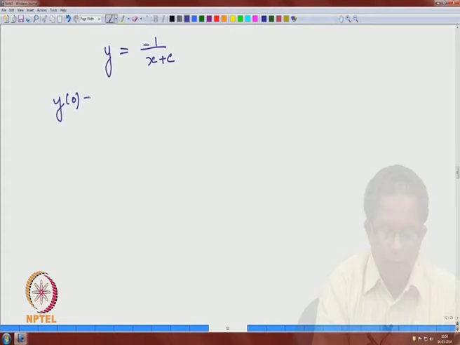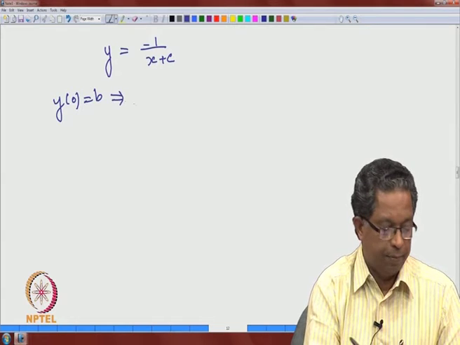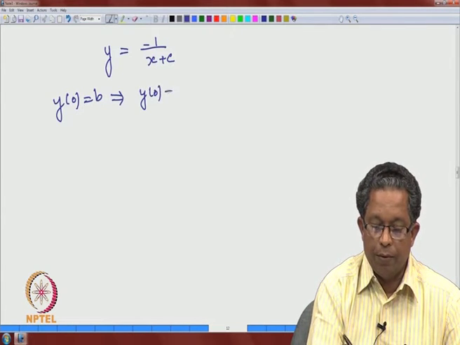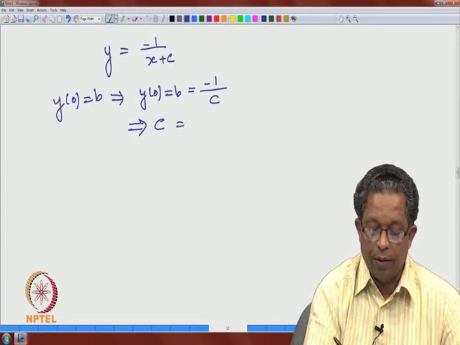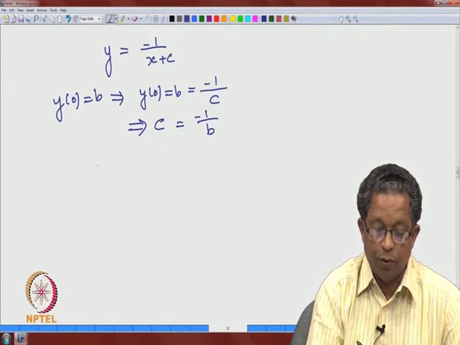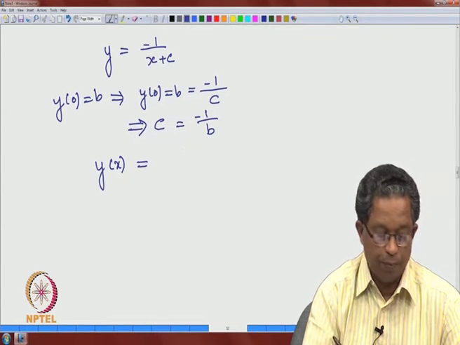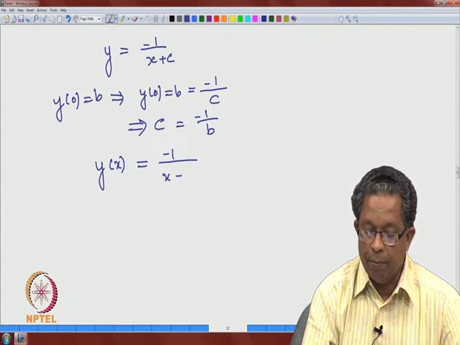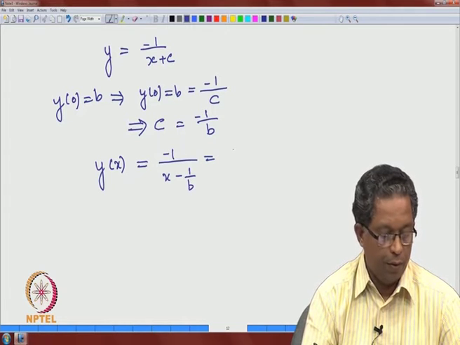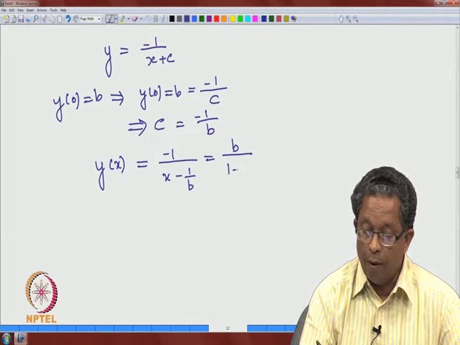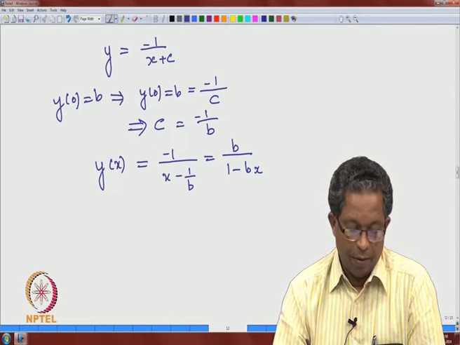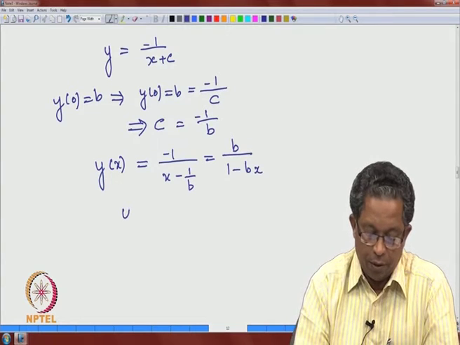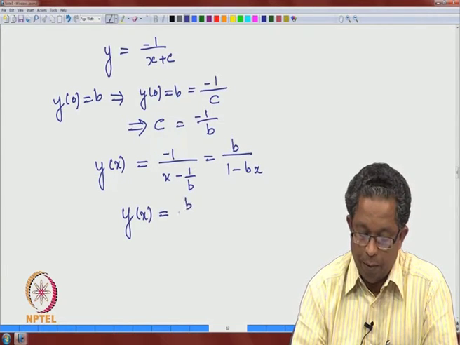Now, the initial condition y at 0 is b. So, this implies that y at 0 is equal to b, which is equal to minus 1 by c. So, this implies that c is equal to minus 1 by b. So, plugging this value into the solution, y of x is equal to minus 1 by x minus 1 by b, which is equal to b by 1 minus bx. So, this is the solution to the initial value problem.